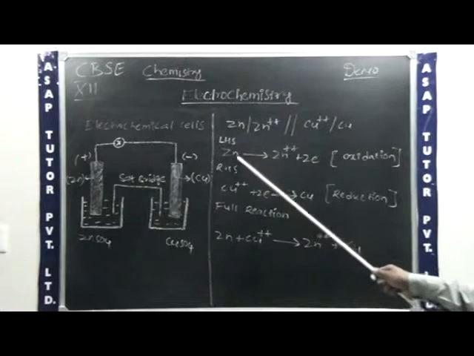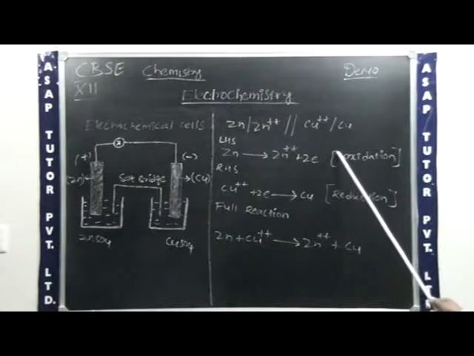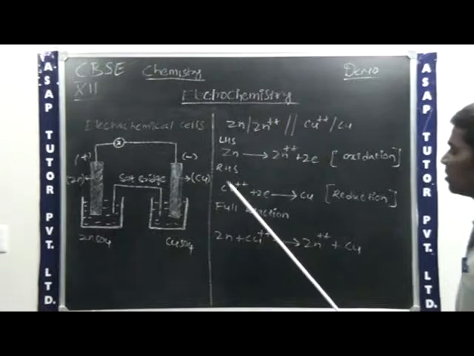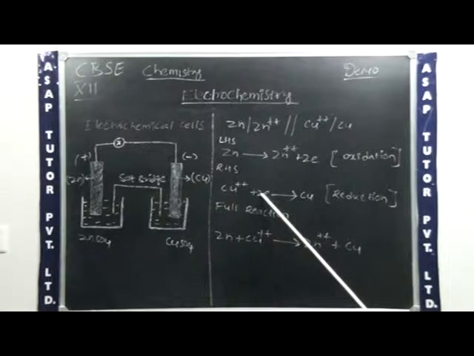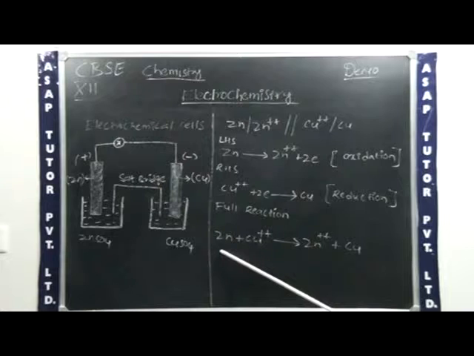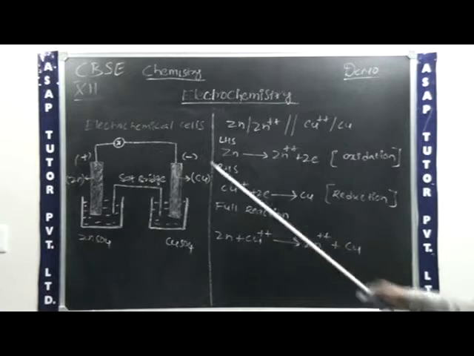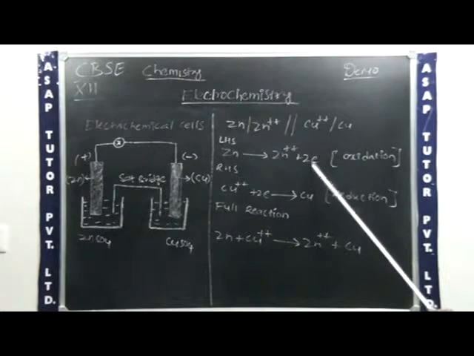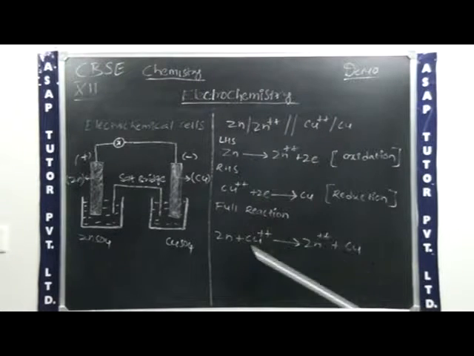The zinc converting to Zn2+ plus 2 electrons is called a half reaction. And Cu2+ plus 2 electrons forming copper, the reduction, is the other half reaction. We write the full reaction: zinc treated with Cu2+ forms Zn2+, when zinc loses 2 electrons and copper accepts the 2 electrons, forming copper. This is the full reaction.